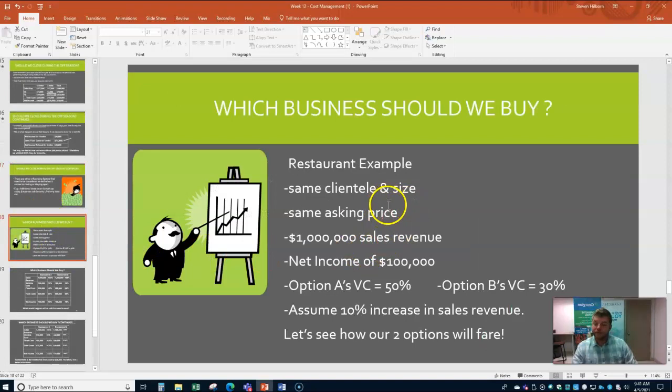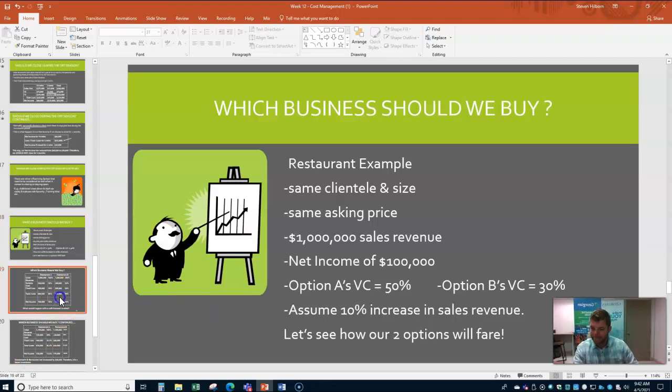So here's another example of which restaurant we should buy. Here's a couple different ideas. It's the same clientele and size, and it's the same asking price. They all make $1 million in sales revenue, and they all make $100,000. Option A has a variable cost of 50%. Option B has a variable cost of 30%. Assuming a 10% increase in sales revenue, let's take a look at how these two different options would work.